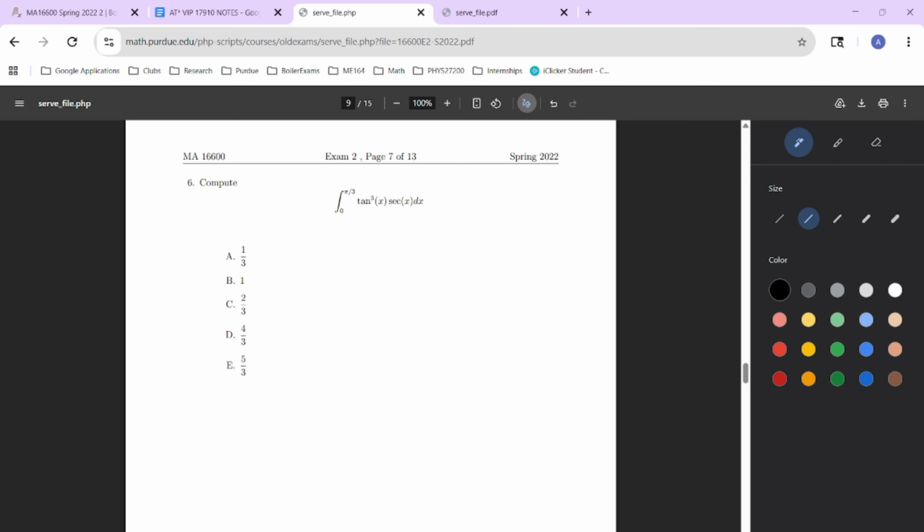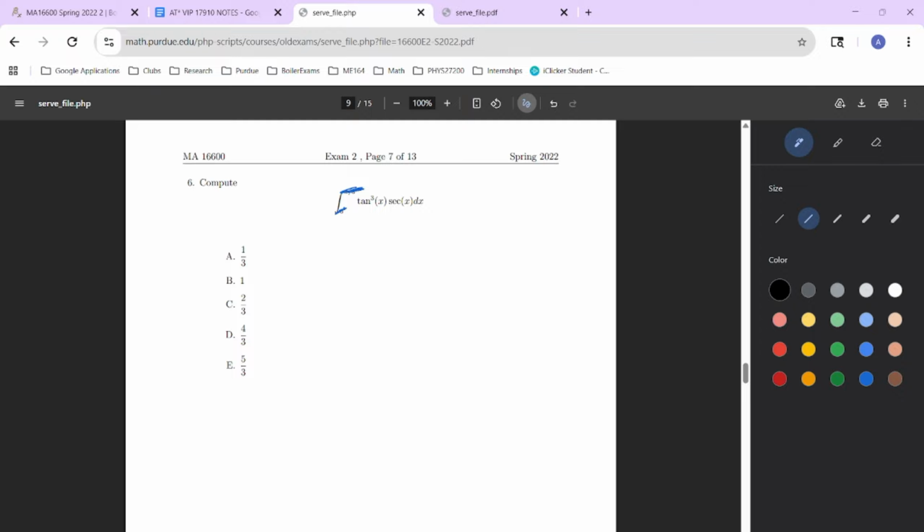Hello everybody, thank you for joining me today. We're going to go over question 6. Compute the integral from 0 to pi over 3 of tangent cubed of x secant x dx. For right now, I'm leaving out the bounds because I don't want to have to keep writing them over and over again as I solve this integral, but we'll incorporate them at the very end.